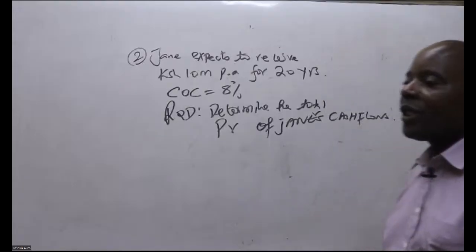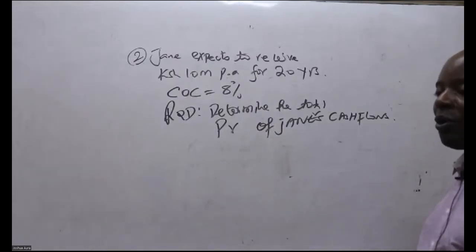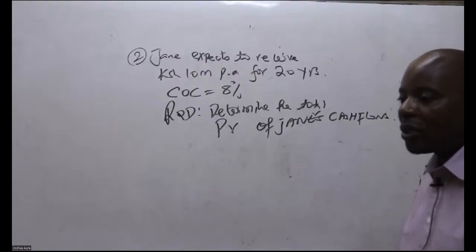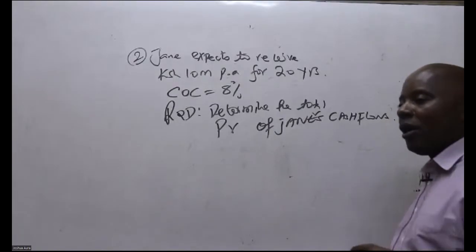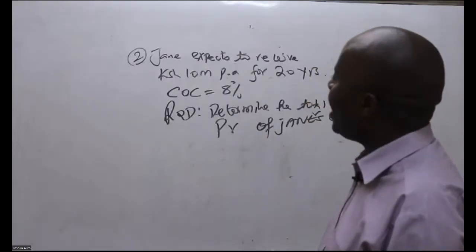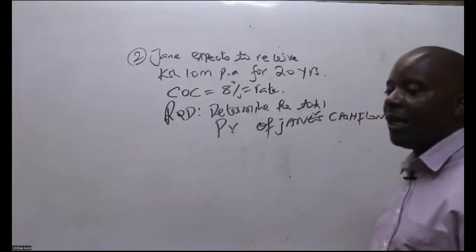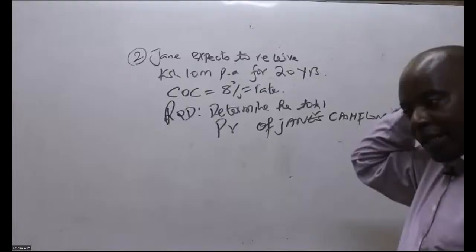So the first thing we shall do is to handle it manually. Yes, thank you very much, Mbogwa. Mbogwa tells us we are doing this with the PVFA. COC is cost of capital. It is the rate. It is the rate of return.